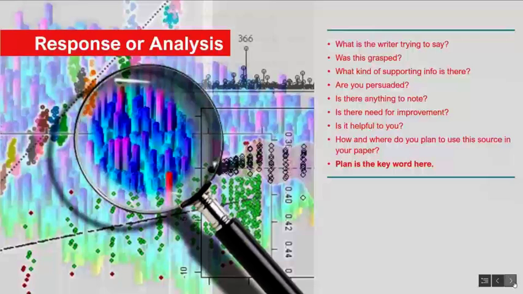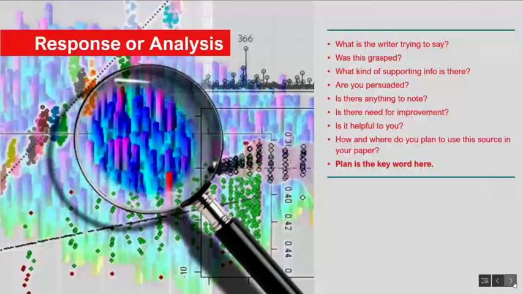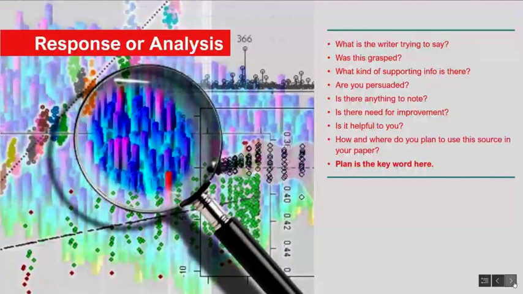But ask yourself, is this information helpful for you as you're writing? Then what is important is how and where do you plan to use this source in your paper? Is this going to be a first source that you're going to point to, one of the secondaries, one that you're going to try to mention in passing? But the key here is that it's a plan.